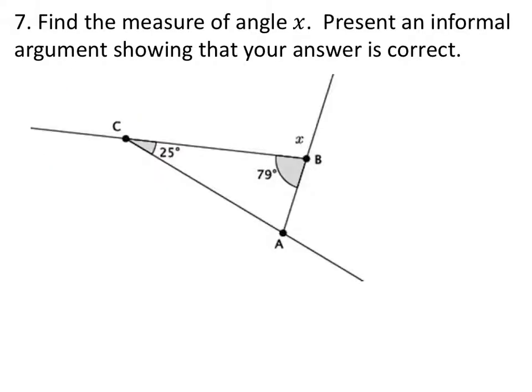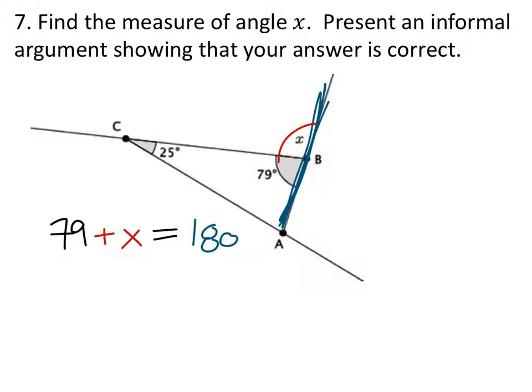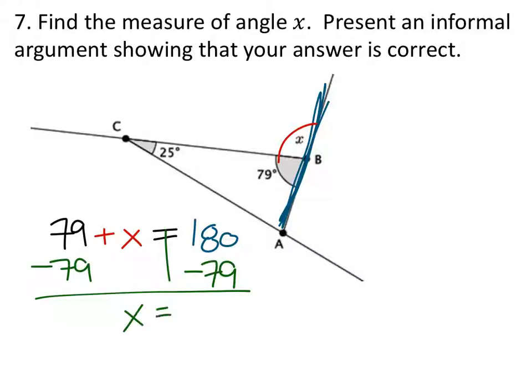Find the measure of angle X. Present an informal argument showing that your answer is correct. On this one, we don't need this 25 degree angle because these two are going to make up this straight angle right here. So we know that the 79 degree angle plus angle X right here will equal a straight angle at 180 degrees. All we have to do is solve for X by subtracting 79 from both sides. And that tells us that X is 101 degrees right there. So we didn't need that 25 degrees. That's okay.